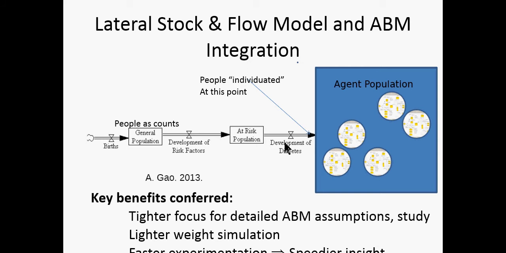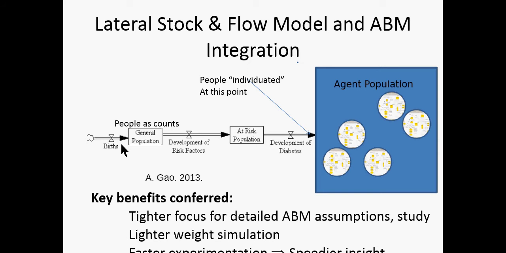Now, this model is, like the previous one, decidedly simplistic. I often build this in less than an hour, but it is a basic principle. So we're going to have a general population, we're going to have an at-risk population, and then we're going to have a population of focal interest. And the idea is that people get individuated here. Here they're just numbers in a stock.